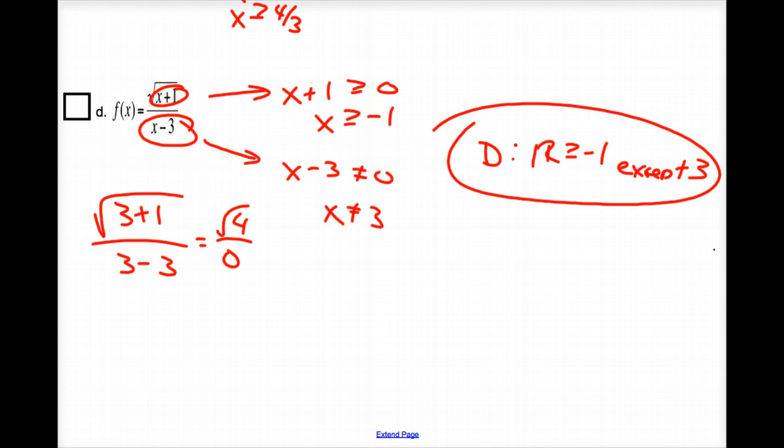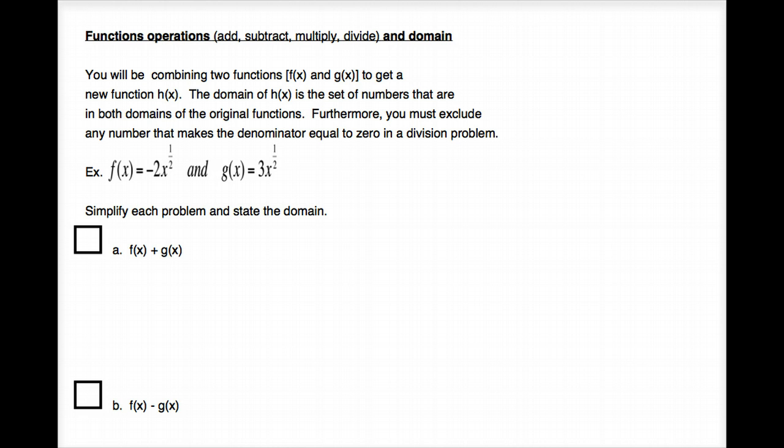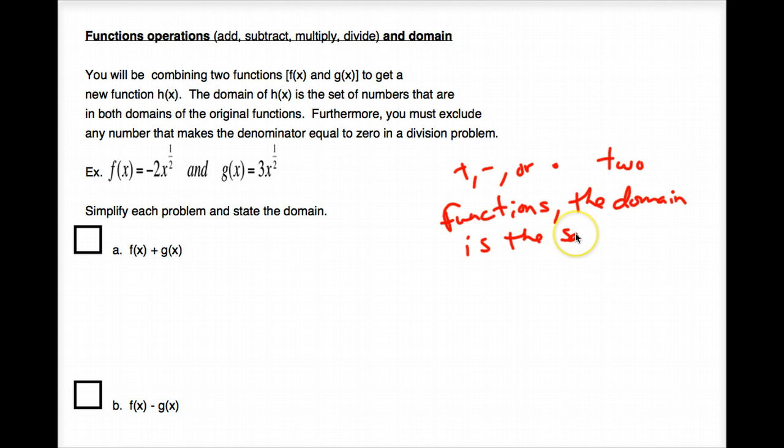Okay, moving on. All right, here we're going to do some adding, subtracting, and then come up with a domain. I will mention that when you are either adding, subtracting, or multiplying two functions, the domain's the same. So if you've got the same two functions and I tell you to add them, subtract, or multiply them, you better have the exact same answer for domain.